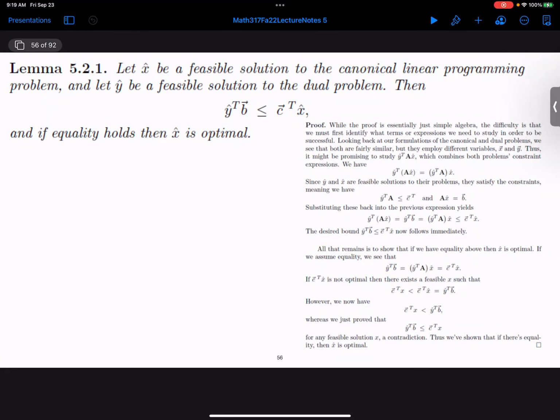What it says is if X hat is any feasible solution to the canonical linear programming problem, and Y hat is any feasible solution to the dual problem, then Y hat transpose B is less than or equal to C transpose X hat. And equality holds if and only if X hat is optimal. So can anybody tell me why this is a useful lemma?